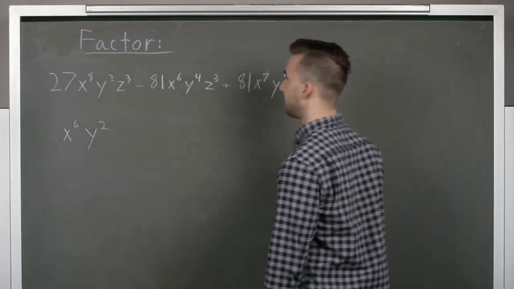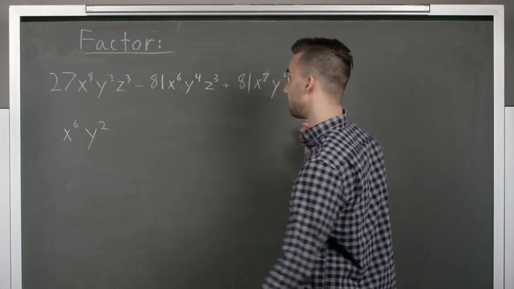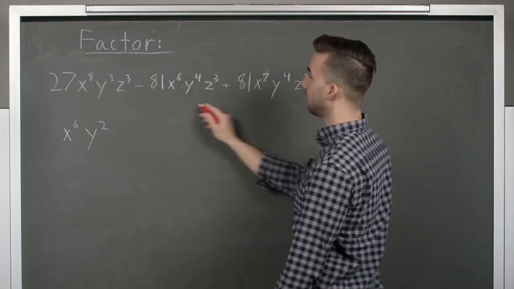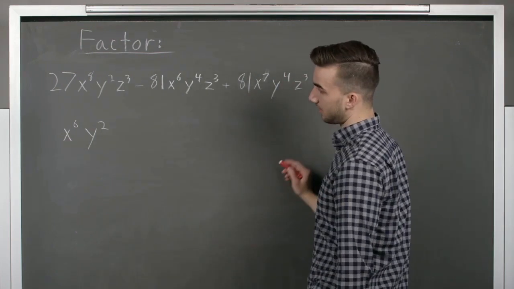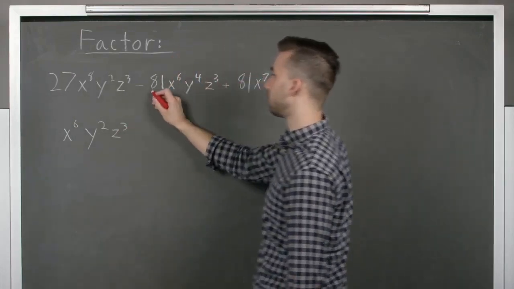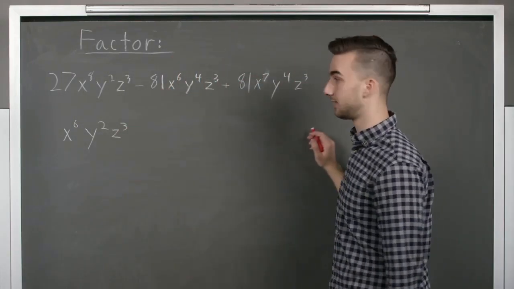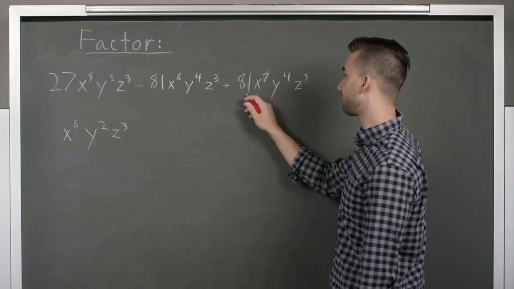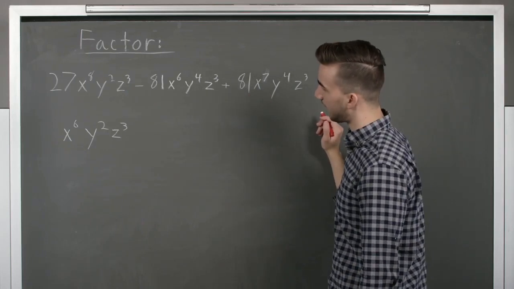So we have that. And what is the lowest power of z? 3, 3, 3. They're all 3. So we can all divide by z cubed. And for our numbers, what is the highest common factor?